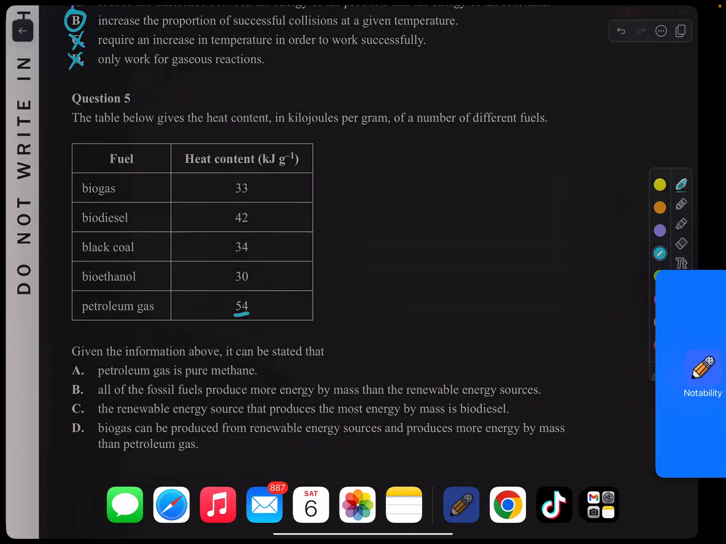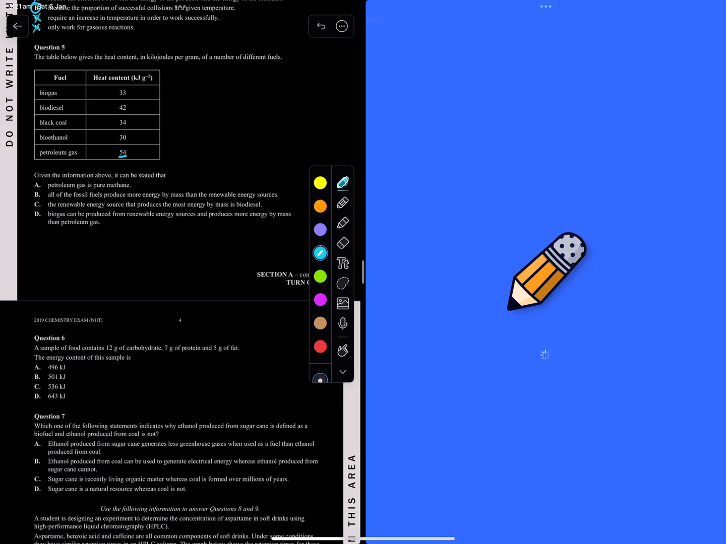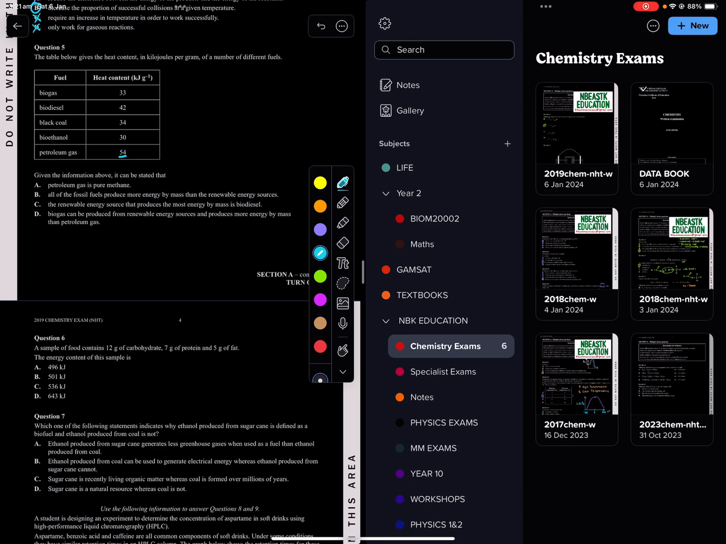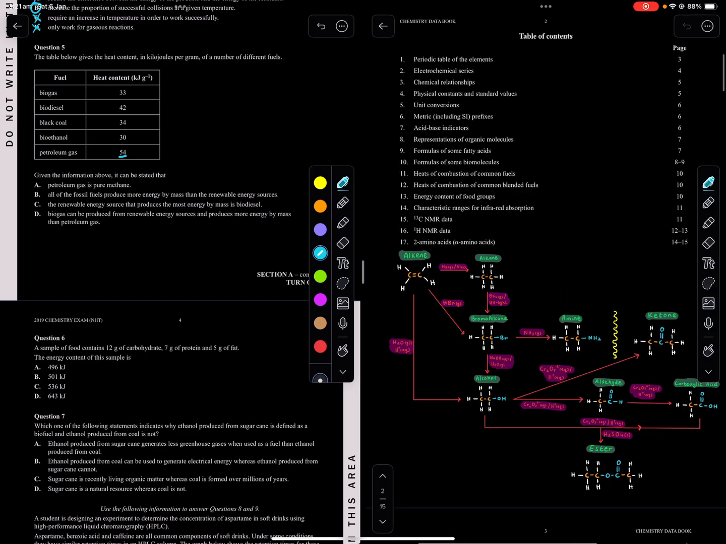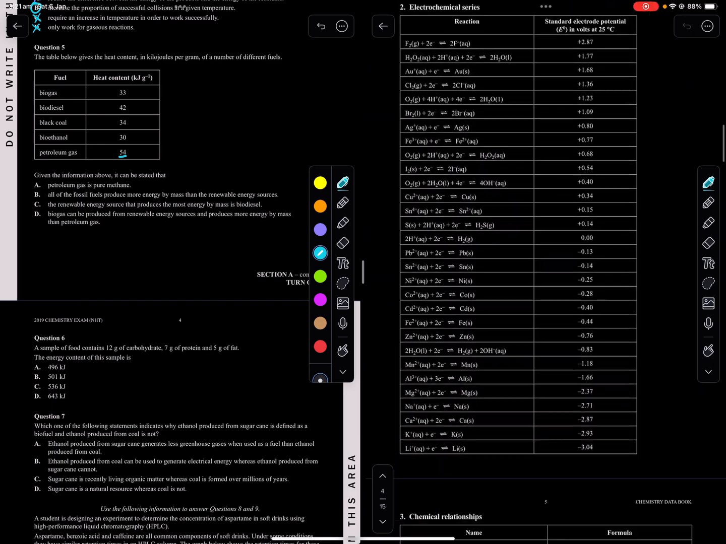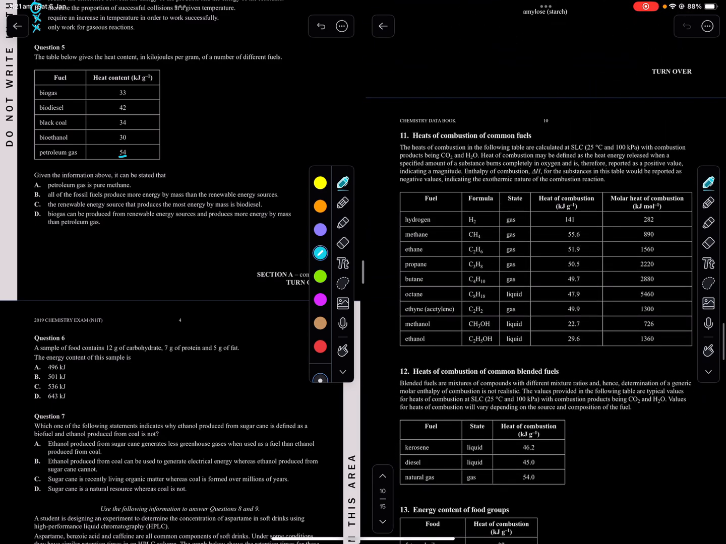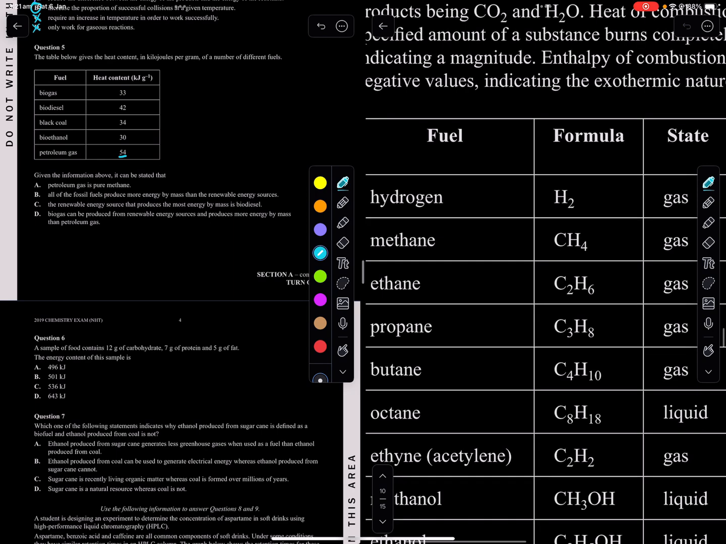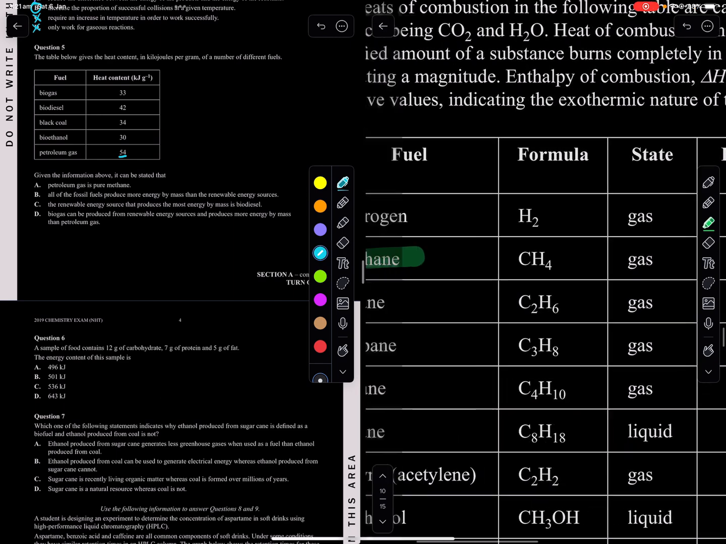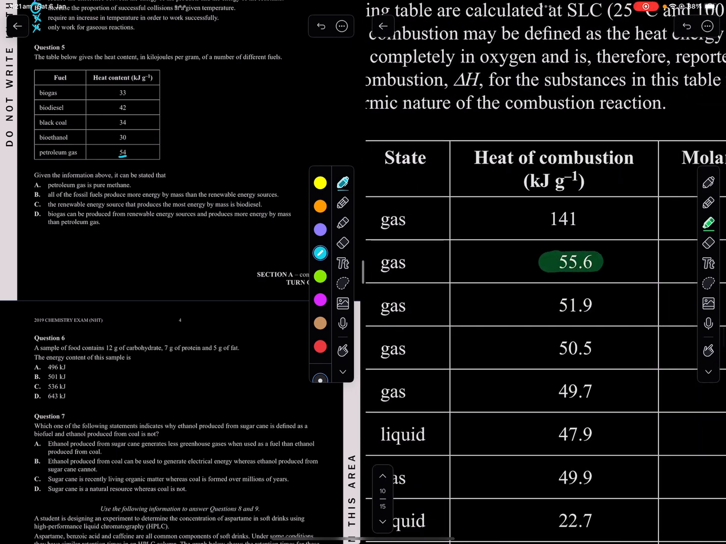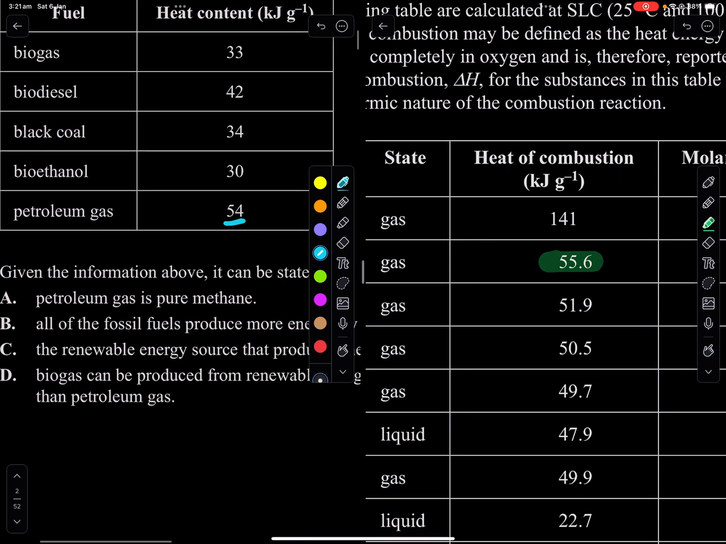So if I go to my data booklet, what can we see? Well, go down, here we go. Methane, the gas, as you can see, here's methane. In terms of kilojoules per gram, it's actually 55.6, but here it's 54. So if it was pure methane, it would have been 55.6.